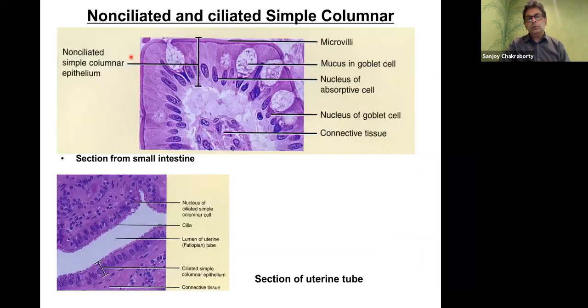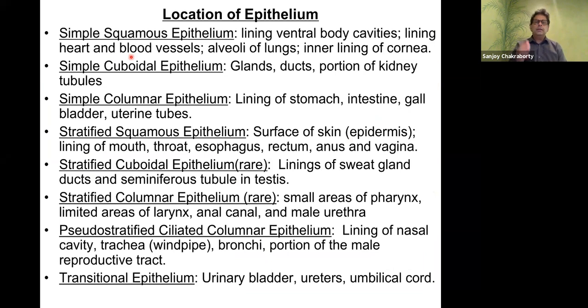So if you put all of them together, you get 8 varieties: simple squamous, simple cuboidal, simple columnar, stratified squamous, stratified cuboidal, stratified columnar, and then pseudo-stratified and transitional epithelia. This slide is extremely important. I actually put all the locations here. Different books can add a couple of extras here and there. Pay attention to this slide, it requires a lot of reading.